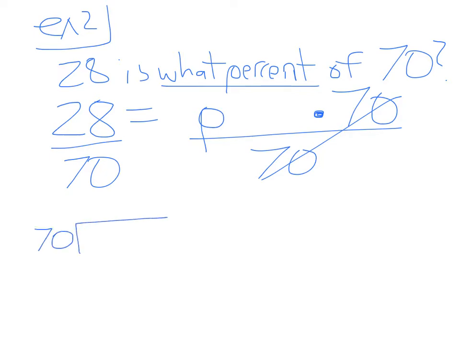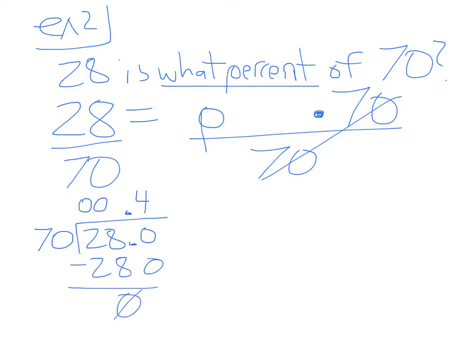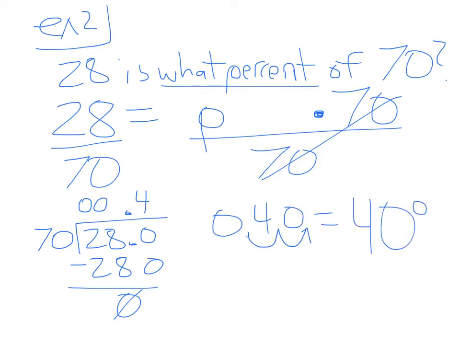I first have to change it to a decimal. So I'm going bottom into top. 70 does not go into 2 or 28. 70 does go into 280 4 times exactly, because 7 times 4 is 28. So when we subtract, there's nothing left. Therefore my decimal is 0.4, but I have to move it 2 places right, which gives me 40%.